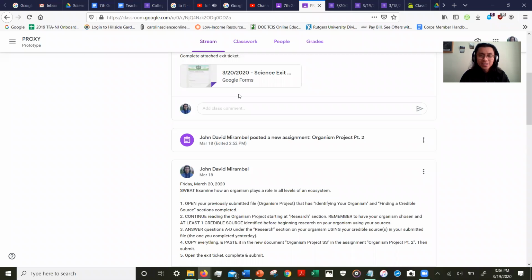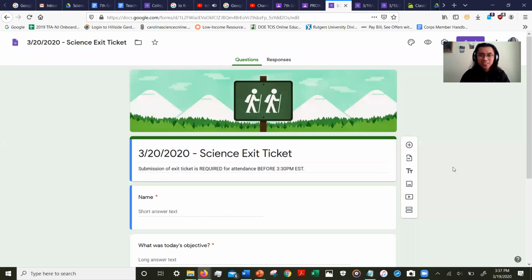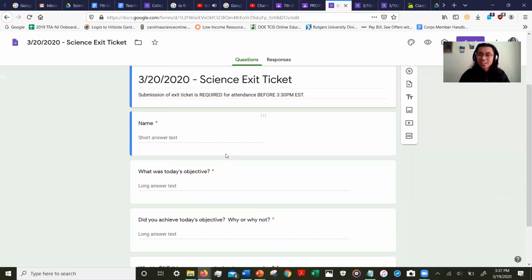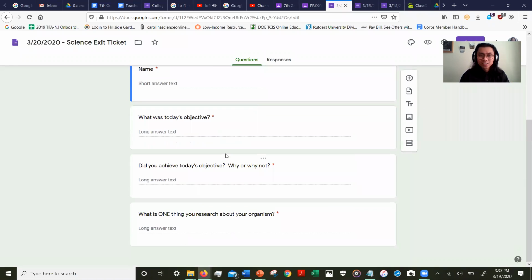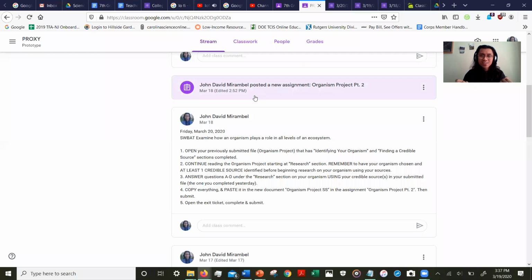Once I've submitted, then all I have to do is go to the exit ticket. Today's exit ticket looks like the other days, but make sure you do your exit ticket because it's a part of attendance. It asks you again, what's today's objective, achieve the day's goal, and what is one thing you research about your organism. And there you have it. You completed the day's assignments.